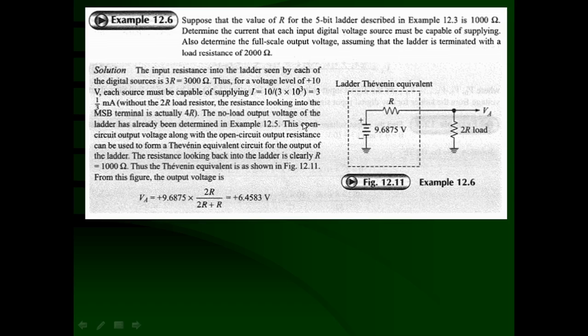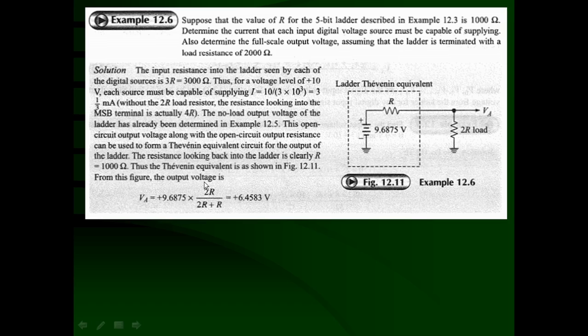The no load output voltage of the ladder has already been determined in example 12.5. This open circuit output voltage, along with the open circuit output resistance, can be used to form a Thevenin's equivalent circuit for the output of the ladder. The resistance looking back into the ladder is clearly R, that is equal to 1000 ohms. Thus, the Thevenin's equivalent is as shown in figure 12.11.